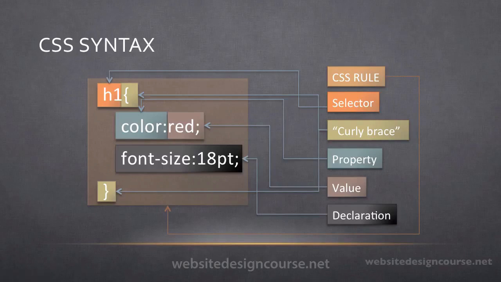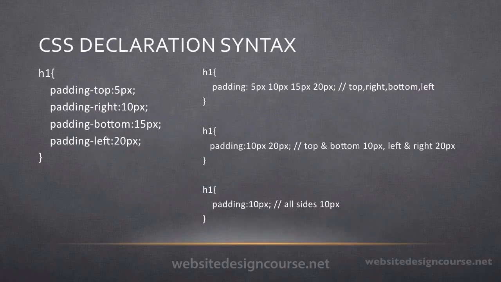On this next slide, we're going to look at the different types of syntax for the actual declarations themselves, as they can vary between longhand and shorthand. Now you can see here on the left, this rule for the header 1 tag is showing what we call longhand declaration. So this header 1 has a property of padding-top and a value of 5 pixels. Property of padding-right, padding-bottom, padding-left. You can see that each one of these are separated.